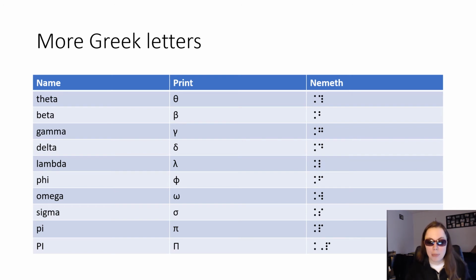At this point, you'll need to be sure that you know a range of Greek letters. I have a table of them here showing what the print looks like compared to how it's said. If you're not familiar with Greek letters, especially if you didn't do Greek life in college and didn't do math at a high enough level recently enough to remember it, you might need a refresher. These are some of the most common ones used in math. So I've got theta, beta, gamma, delta, lambda, phi, omega, sigma, and pi. There's also a capital form of pi that's not quite as squiggly. And then the Nemeth examples of how those are written. The Nemeth examples follow pretty logically.